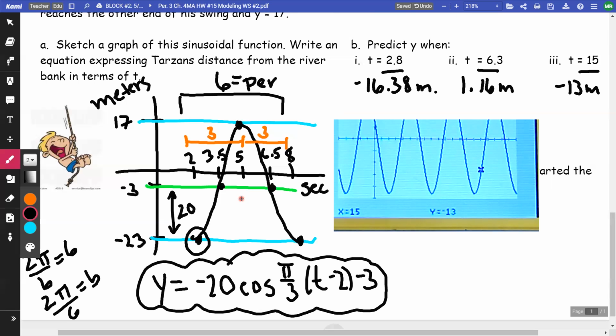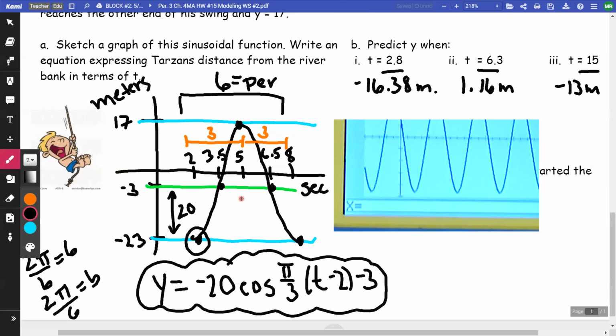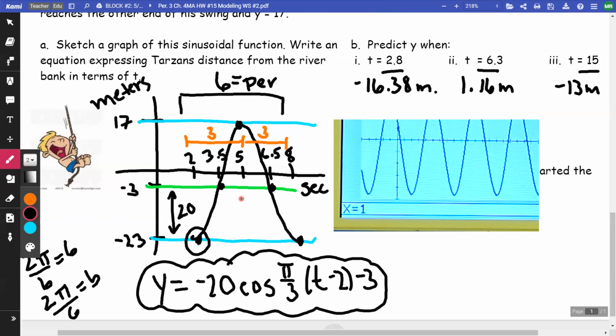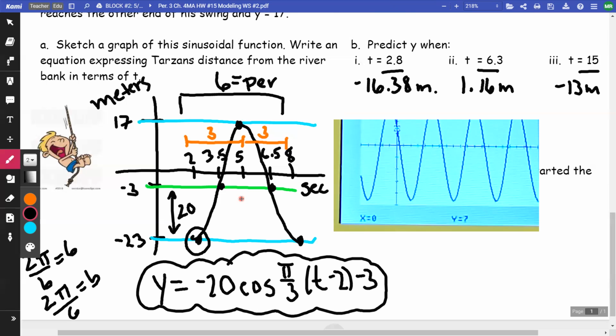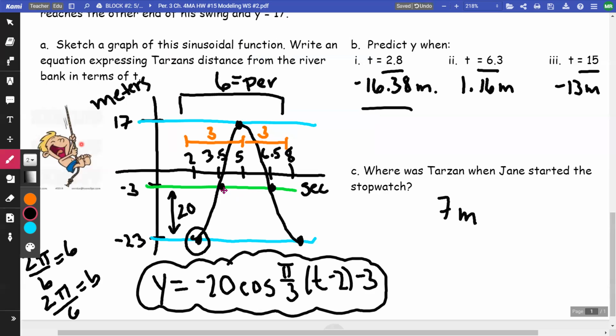I'm going to hit second and calc again. I can go to value and just type in a 0. Oops, I put in a 10. And you can see that he was 7 meters. So this answer was 7 meters over land because it was positive. This one was over water because it's negative. This one's over land because it's positive. This one's over water. So hopefully that is helpful to you guys. The more we practice these, the easier they'll become.